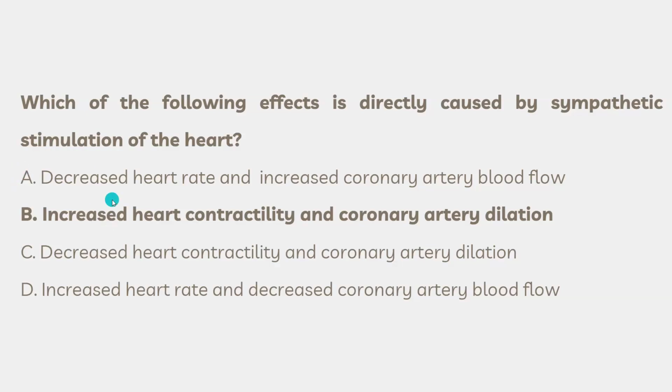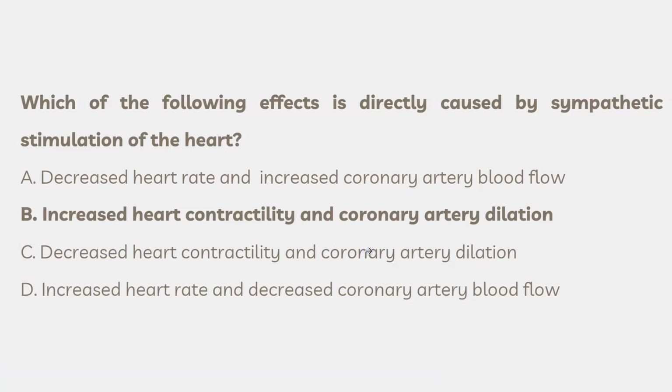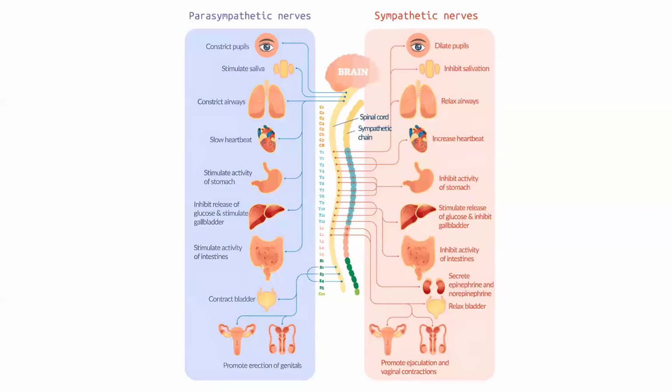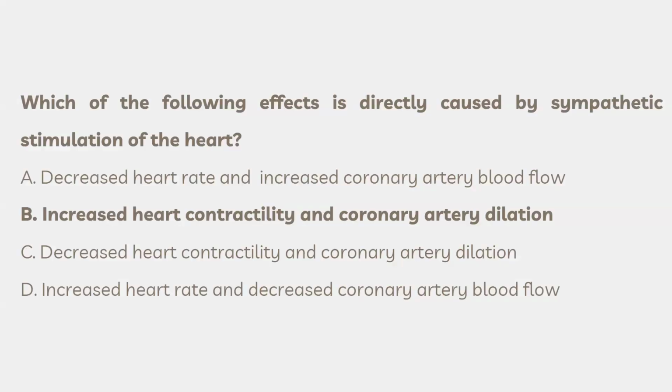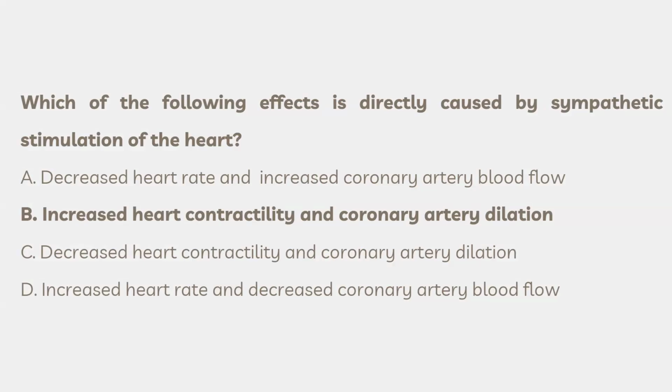And since your heart is also cardiac muscle, it's also a muscle, it requires blood and oxygen. Your coronary arteries will dilate and increase the blood supply to the cardiac muscle so it can keep working. For D, increased heart rate is correct, but decreased coronary artery blood flow is incorrect. So that's basically it. Any questions? Okay, let's move on.